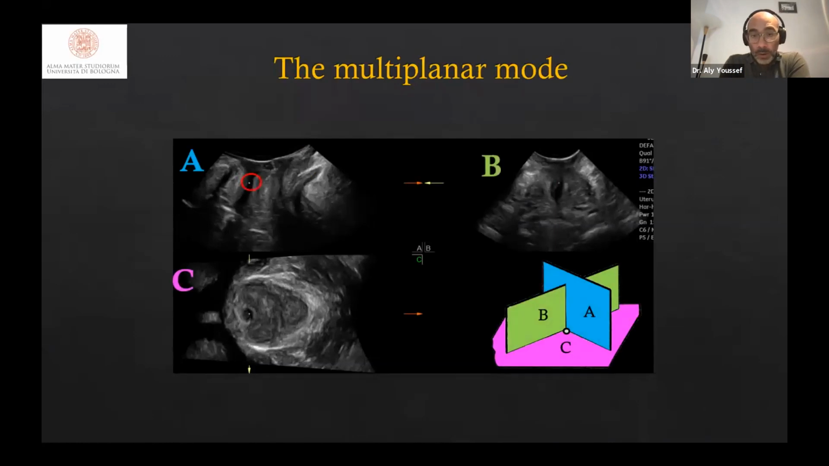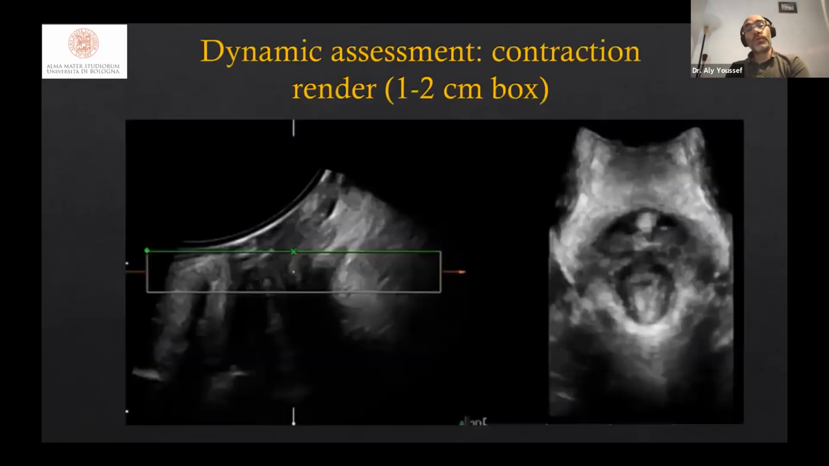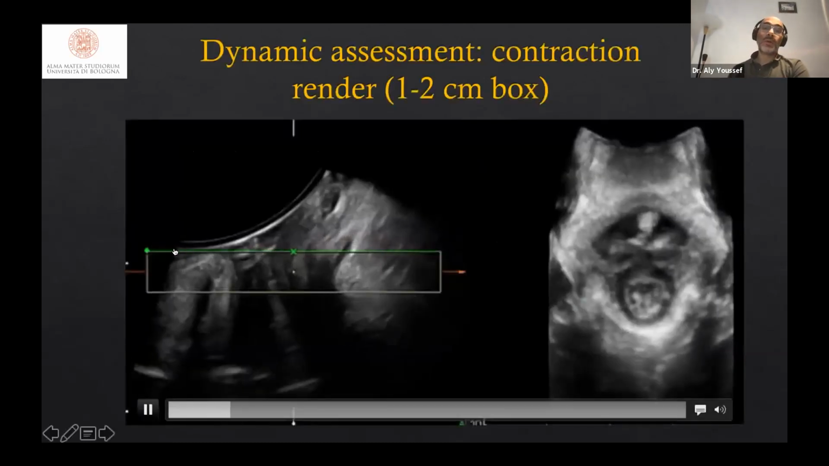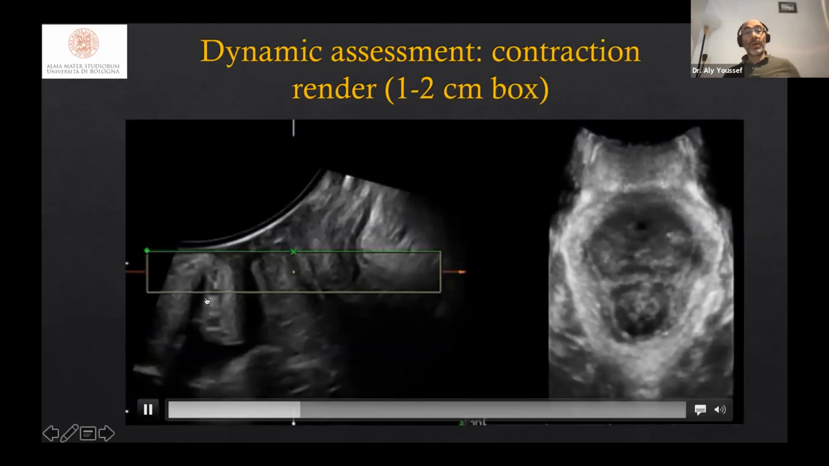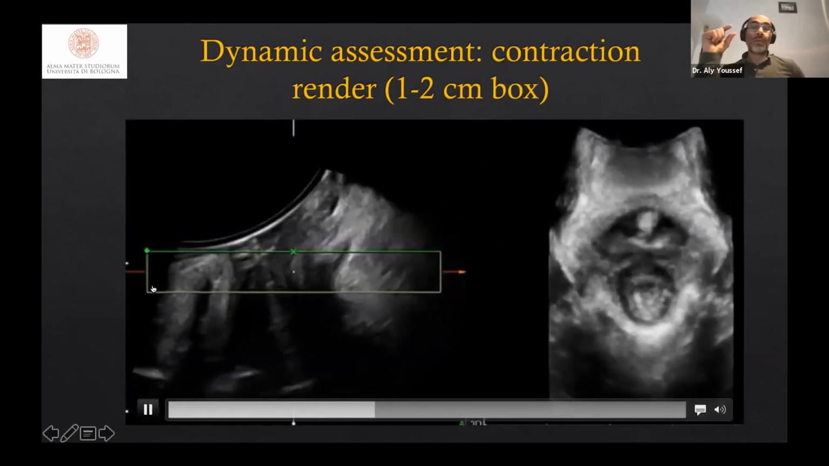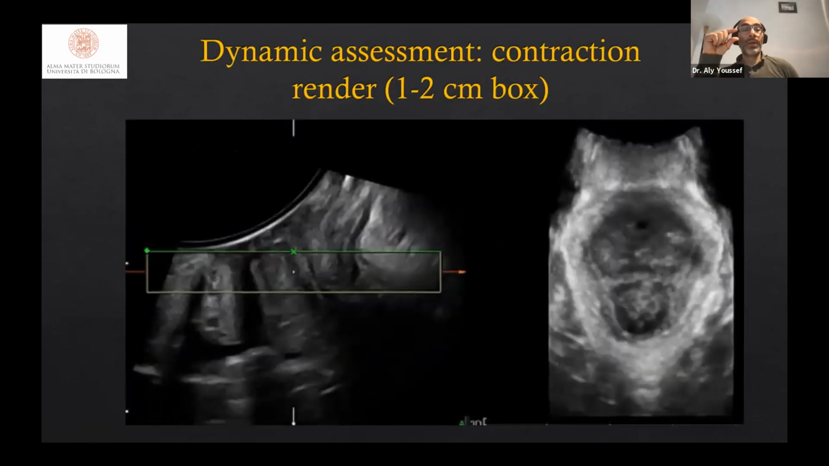So once you get the volume, we'll have a multiplanar mode. The A plane is the mid-sagittal acquisition plane. The B plane is the coronal plane, whereas the C plane is the plane parallel to the ultrasound transducer, which is the one which should be reconstructed. And it can be reconstructed by a box, the render box, which has to be between 1 and 2 centimeters thick.